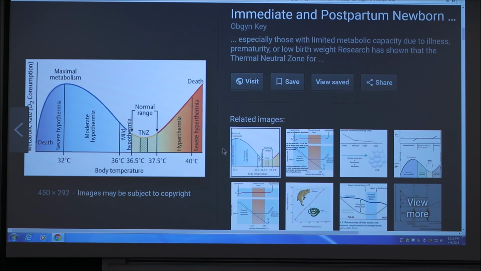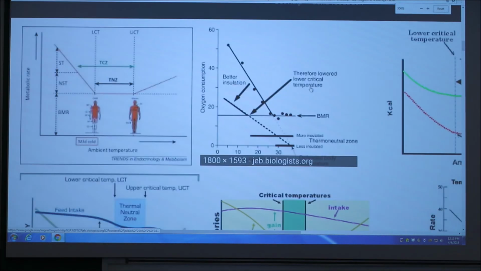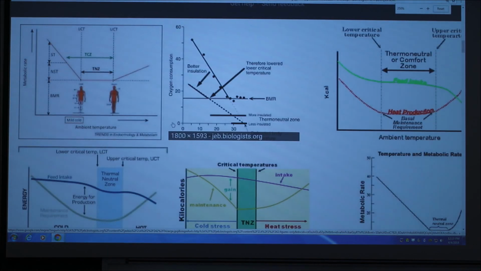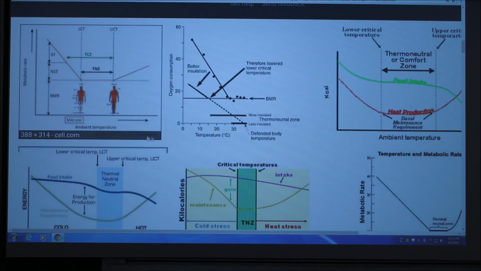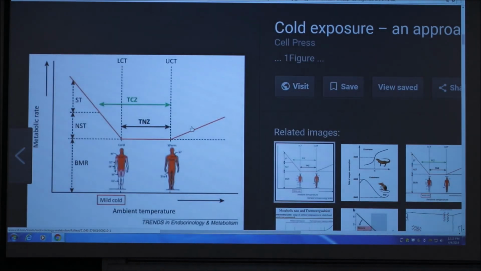Okay, so let's look at another chart, because it actually is pretty interesting to look at all these charts because there are so many different ones. Okay, here's a little concept. Remember, it's always metabolic rate or heat production on the left. It's always ambient temperature going higher to the right on the x-axis. They've got the thermal neutral zone.